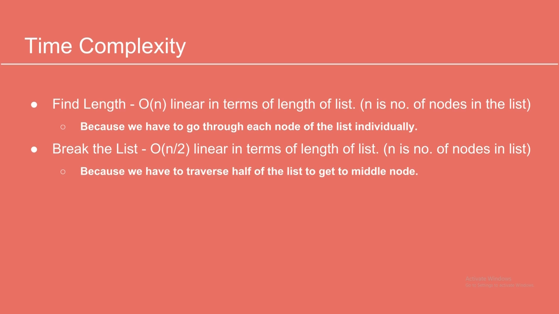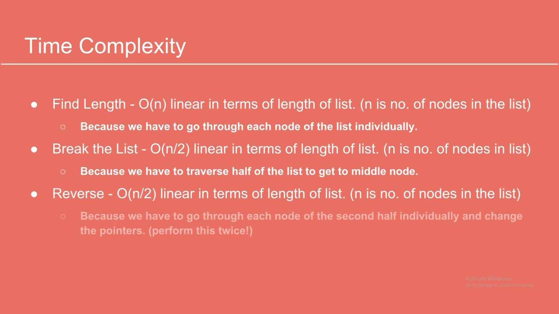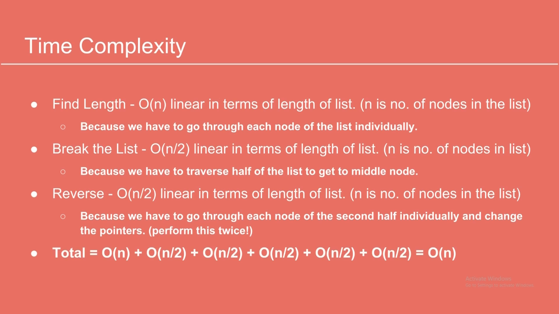The time complexity of the reverse function is O(n/2), which is again linear in terms of the length of the list. This is because we have to go through each node of the second half individually and then change the pointers. So the total time complexity is also linear. O(n) for find length, O(n/2) for break the list, O(n/2) for reverse the second half, O(n/2) to compare the two halves, O(n/2) to reverse the second half again, and O(n/2) for joining the two halves.